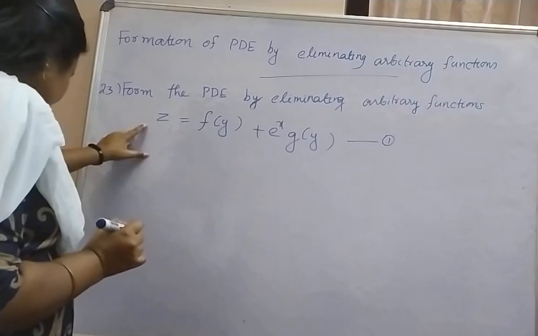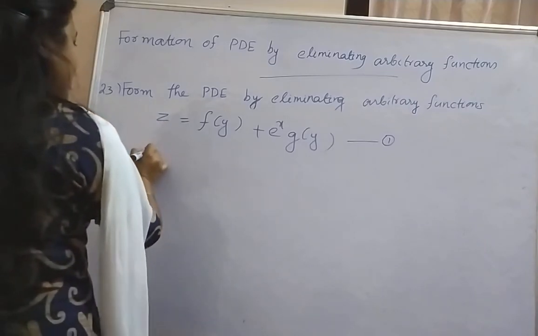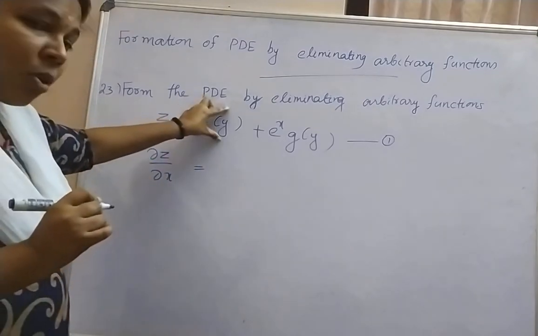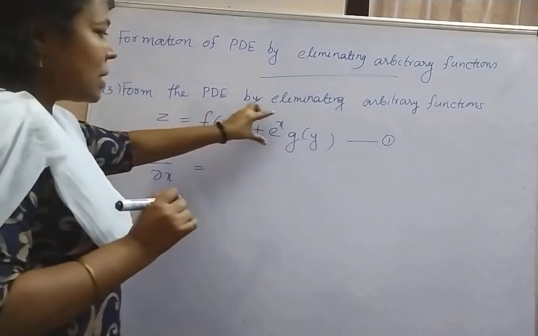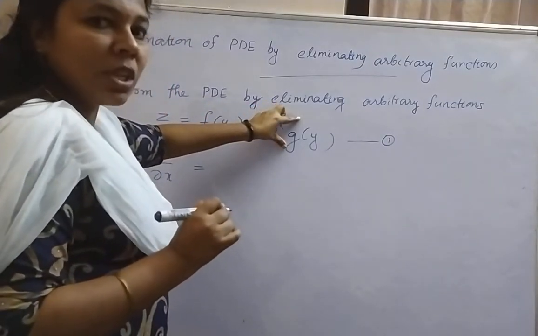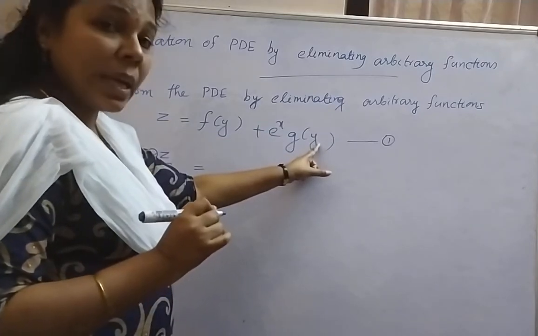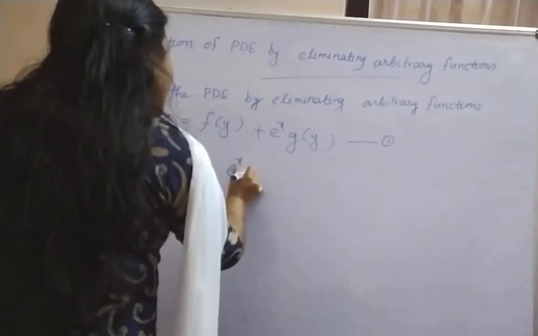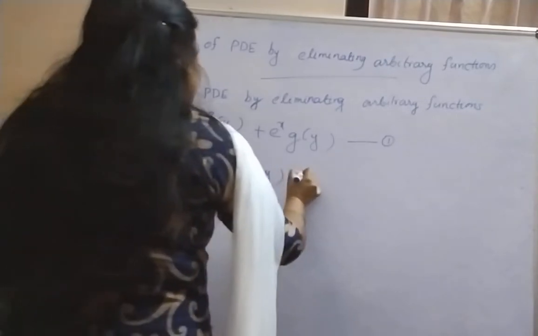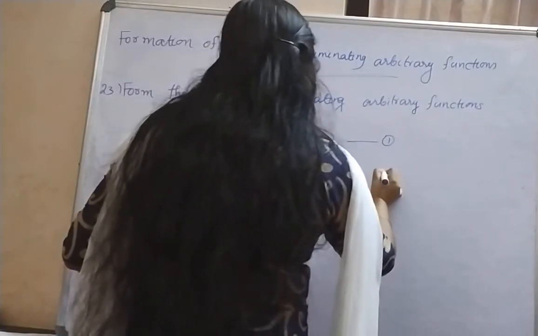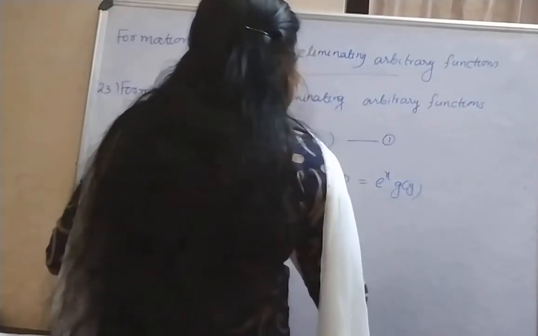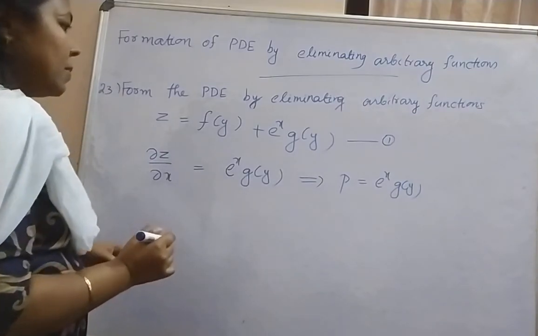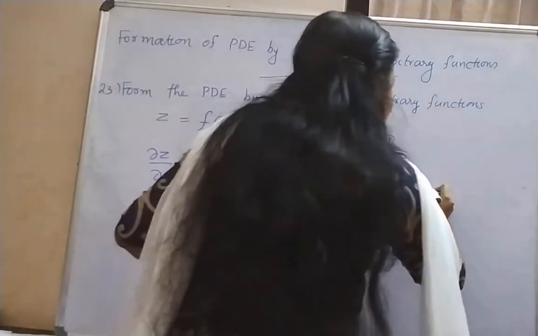First, partially differentiating equation number 1 with respect to x. That is, dou z by dou x equal to partial derivative of f of y with respect to x is 0. Partial derivative of e raised to x g of y with respect to x is, g of y is taken as a constant, then partial derivative of e raised to x is e raised to x. E raised to x g of y. That is, p equal to e raised to x g of y. Then put it as equation number 2.